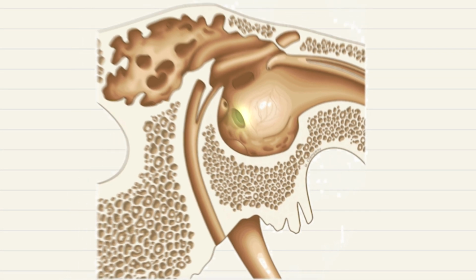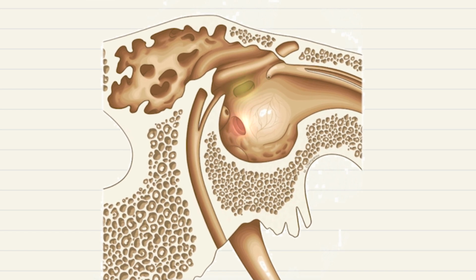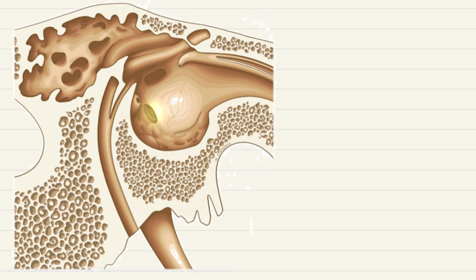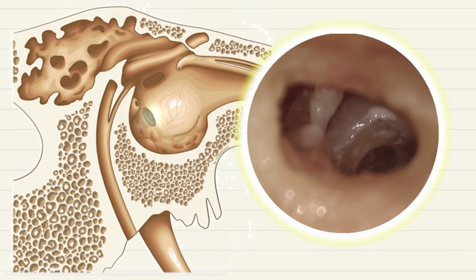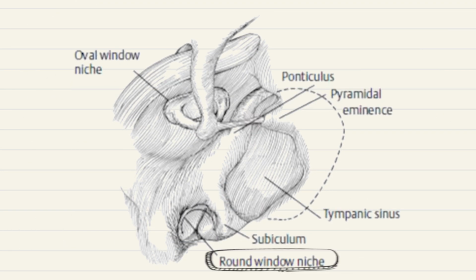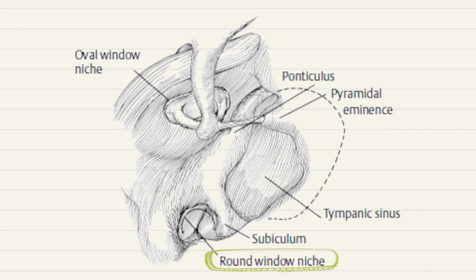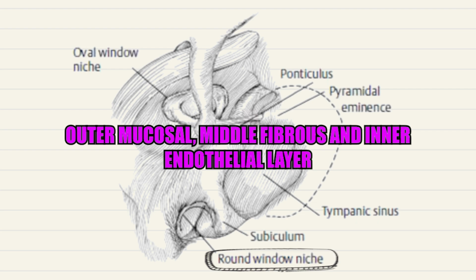Round window, fenestra cochlea. Lies inferior and posterior to the oval window niche. Round window niche is most commonly triangular in shape, with anterior, posterior-superior, and posterior-inferior walls. Covered by the secondary tympanic membrane. Roughly oval in shape, made up of 3 layers: outer mucosal, middle fibrous, and inner endothelial layer.